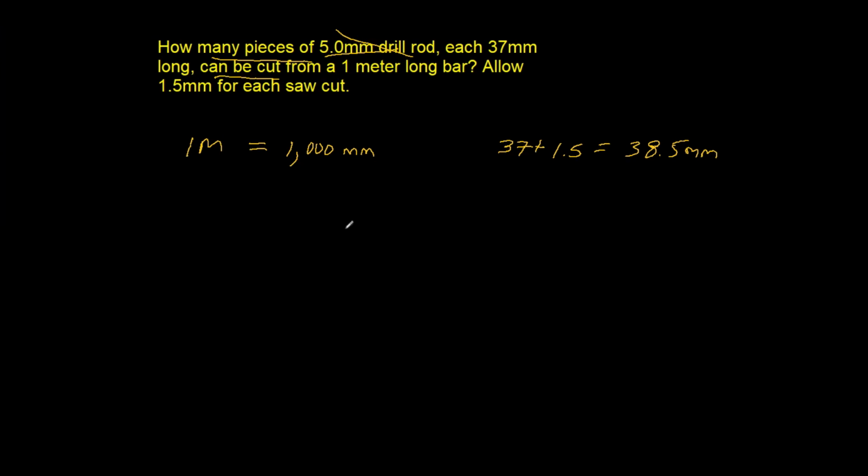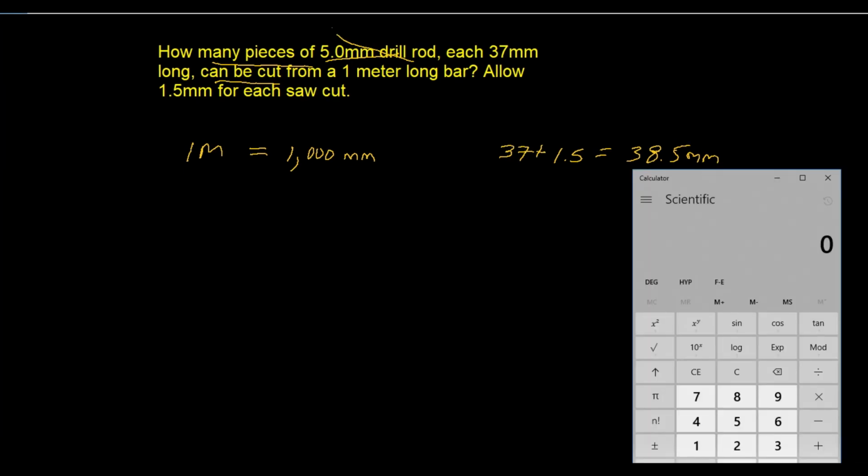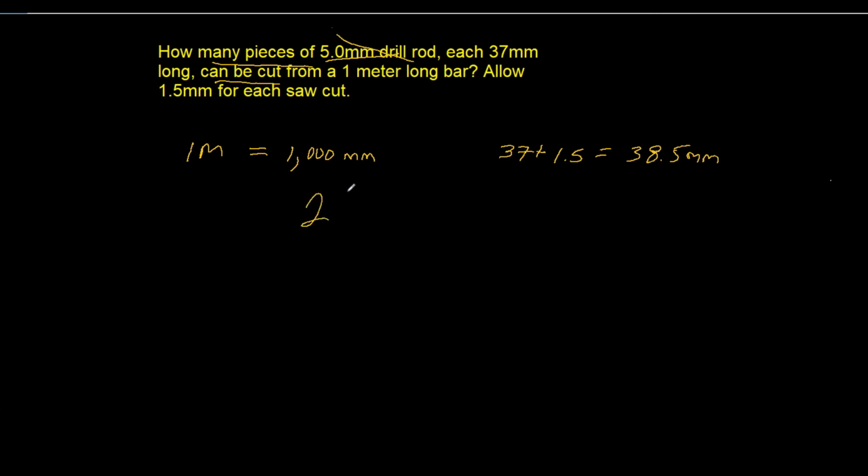So to answer that, we'll bring in the calculator real quick. So here we have the calculator, and we want to know how many times 38.5 will go into 1,000. So we enter 1,000 and divide that by 38.5. Hit enter, and it goes in 25.974 times. So how many parts can be made?